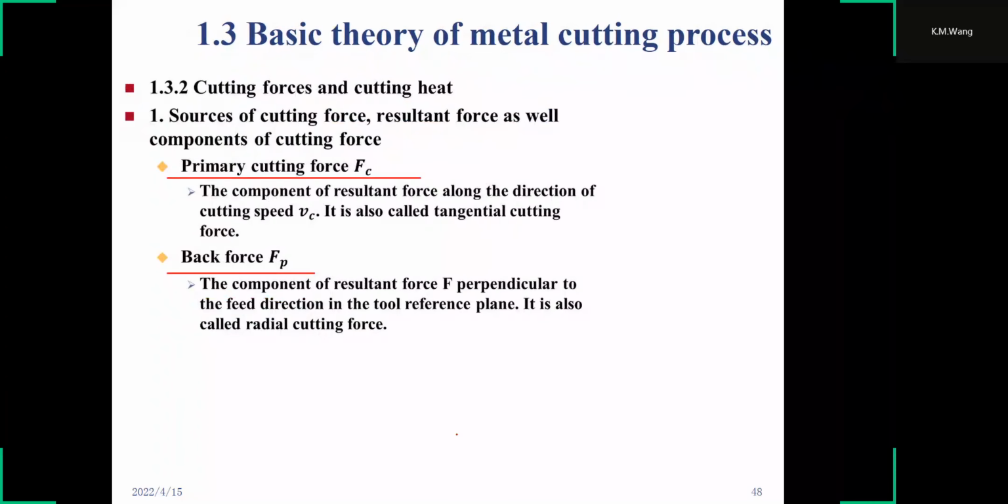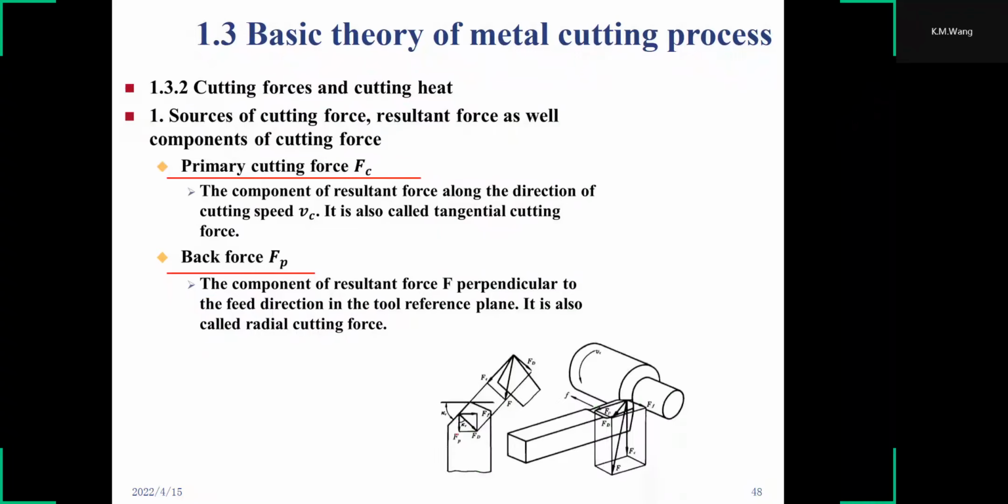There are two important forces. One is the primary cutting force, FC. You can see that FC is a component of the resultant force along the direction of the cutting speed, caused by the rotation of the workpiece. So the primary cutting force FC is also called the tangential cutting force. The force is here.